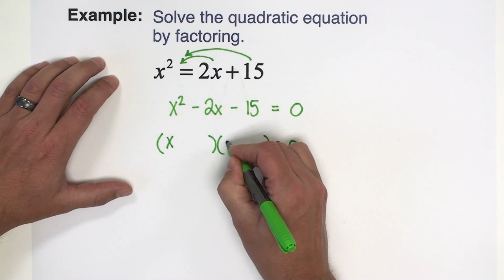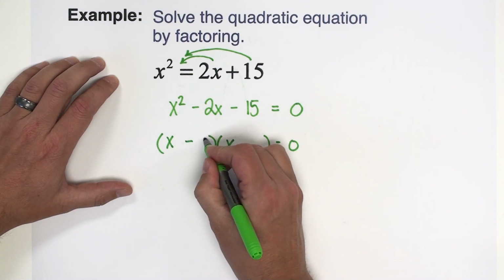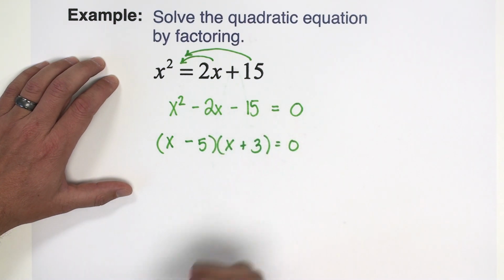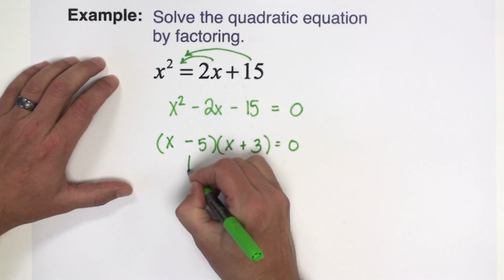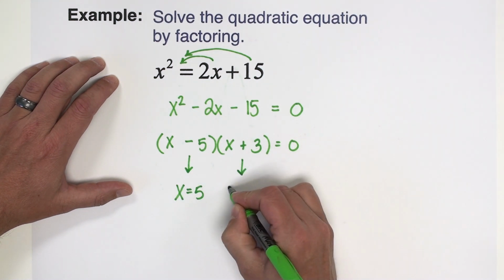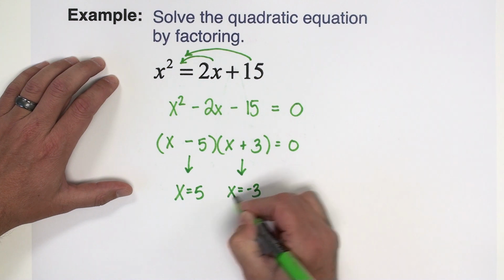So x times x is the x squared. We want minus 5 and plus 3 to multiply and add correctly. So we get solutions of x equals 5 and x equals negative 3.